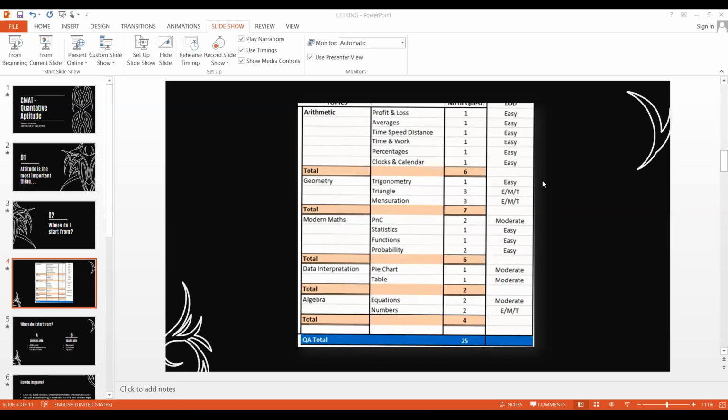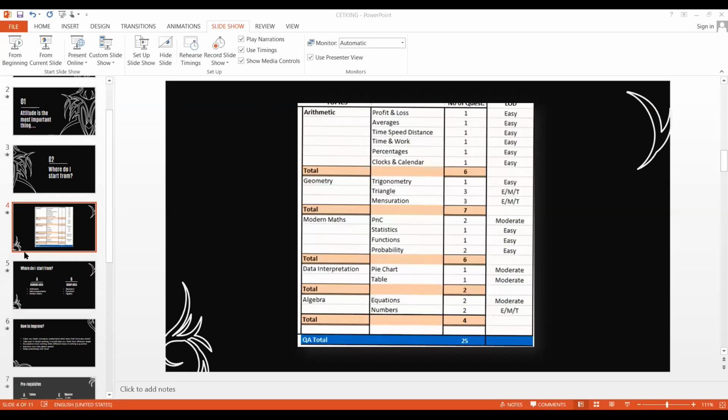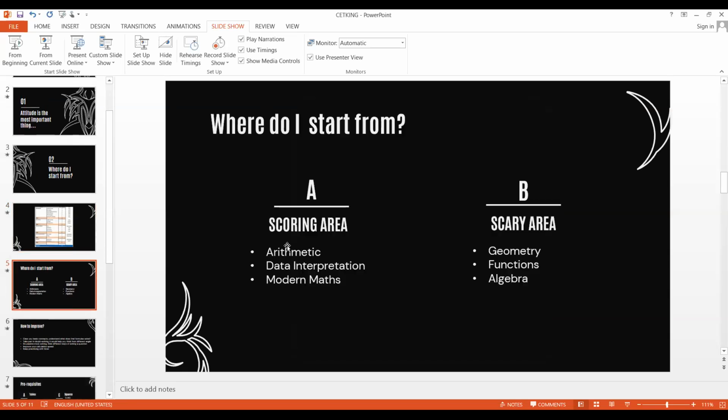The topic required much more focus. I would say for quants: arithmetic, algebra, modern maths, and which one? These things, at least be 100% sure in your scoring areas, these three sections. And algebra is much easier than geometry. If you have a fear of geometry, I can understand, even I used to have.